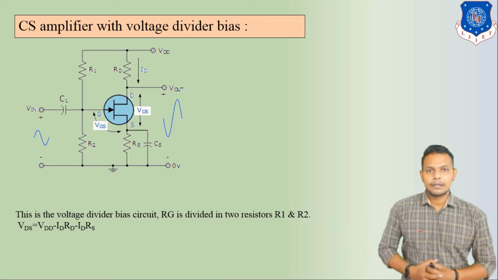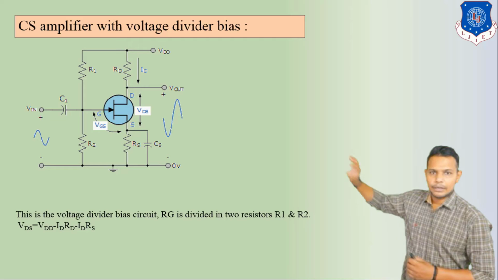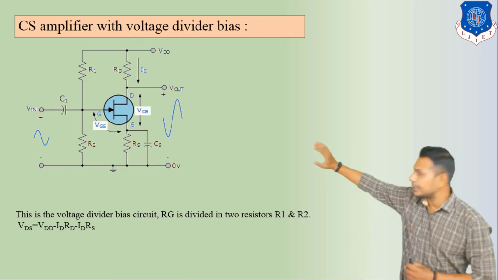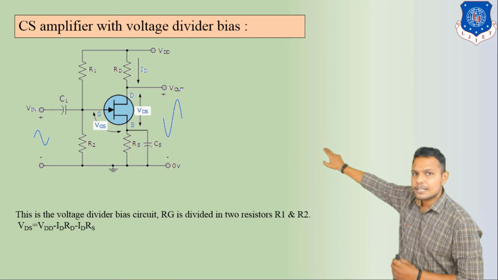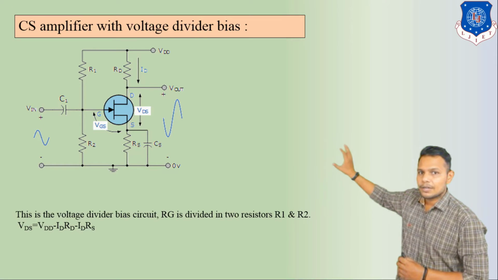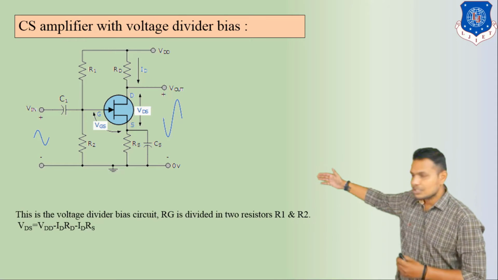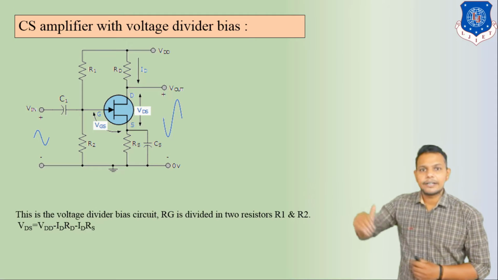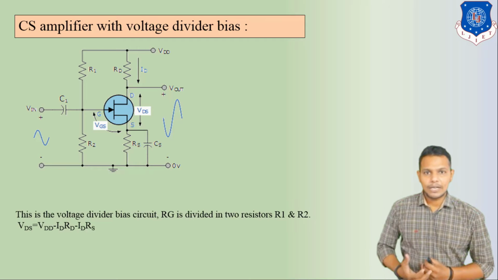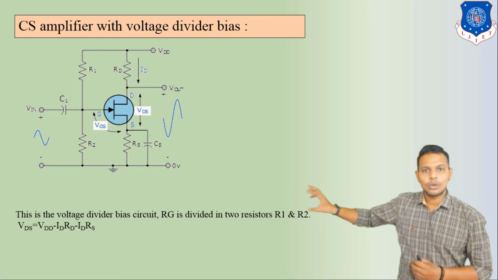Now we have to apply KVL at the output side. At the output side, if we apply KVL, it becomes like this: VDD minus IDRD minus VDS minus IDRS. Now remember this thing here: across this RS the current is ID, because ID is equal to IS. We can write IS as well, but here ID is equal to IS, so I mention ID into RS.